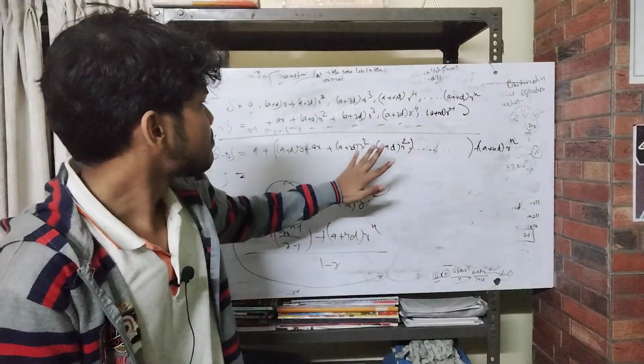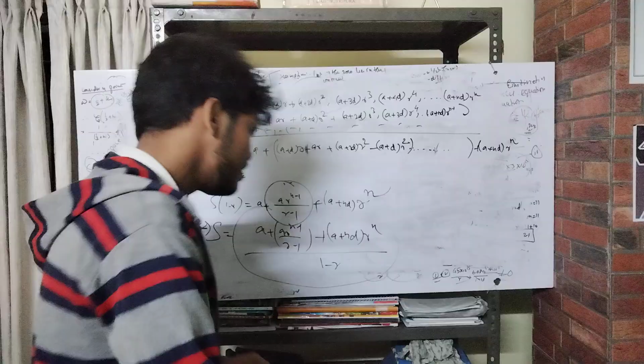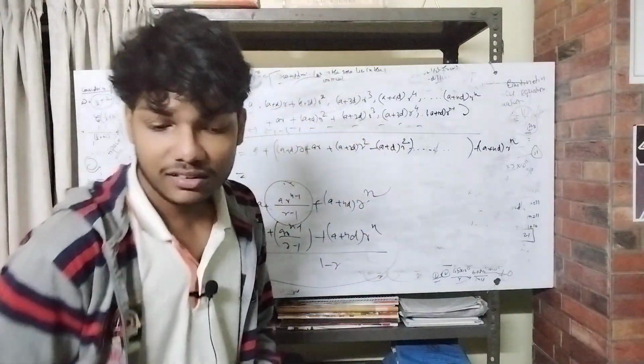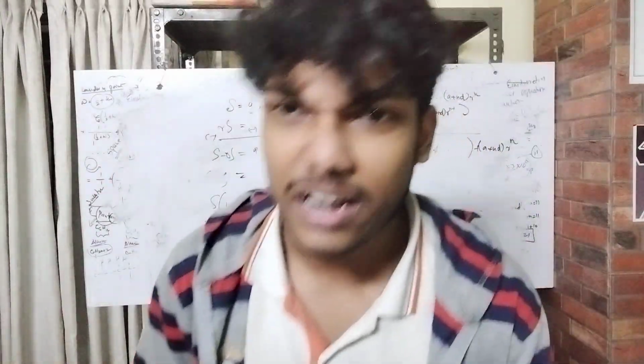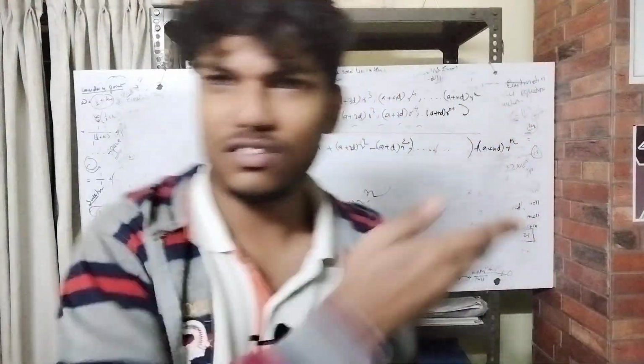Okay, so all the progressions and all the sequences I have already completed. Now the last thing that remains is the means, that is arithmetic mean, geometric mean, and harmonic mean. So let's first break the ice.